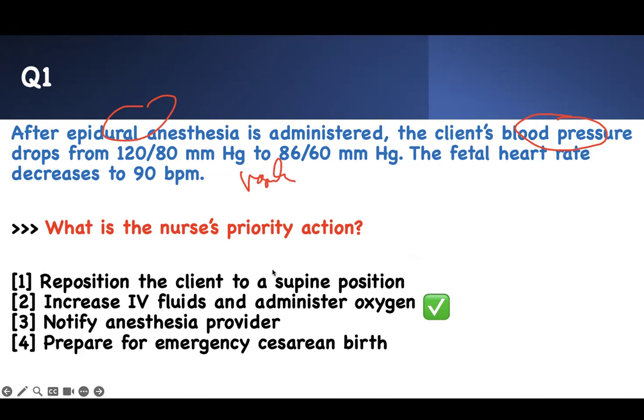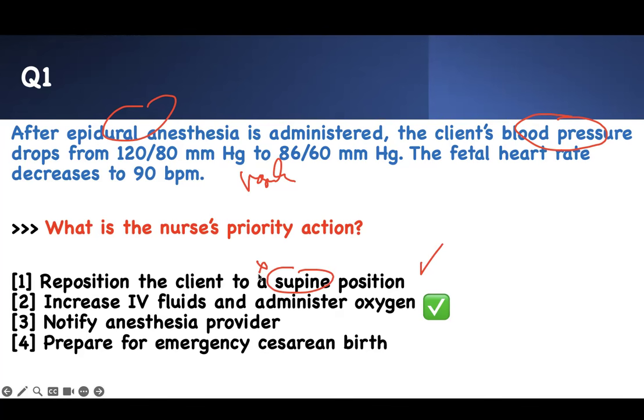I know a lot of people will pick what? What do you think they will pick? Putting the mommy in a position. But look at the word in the position. Supine position. You never put a pregnant lady in the supine position. So changing position is fine, but in this situation, even if it's lateral, it's a wrong answer. This says supine, so definitely wrong.